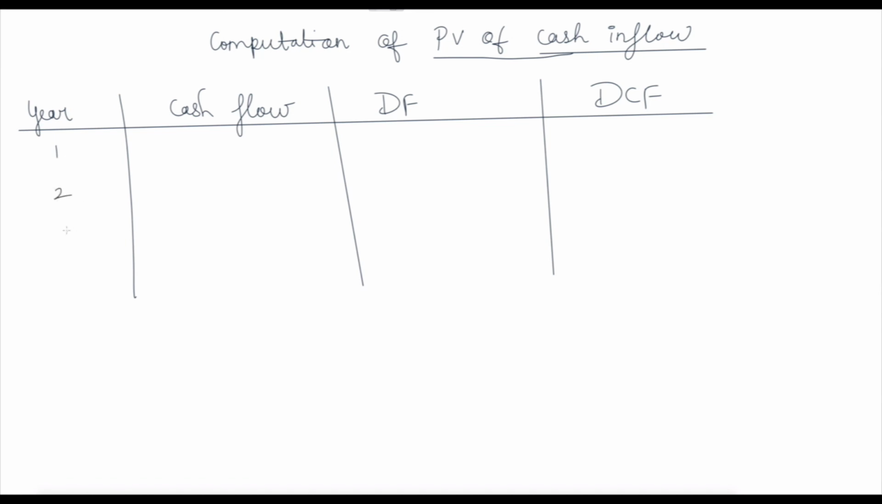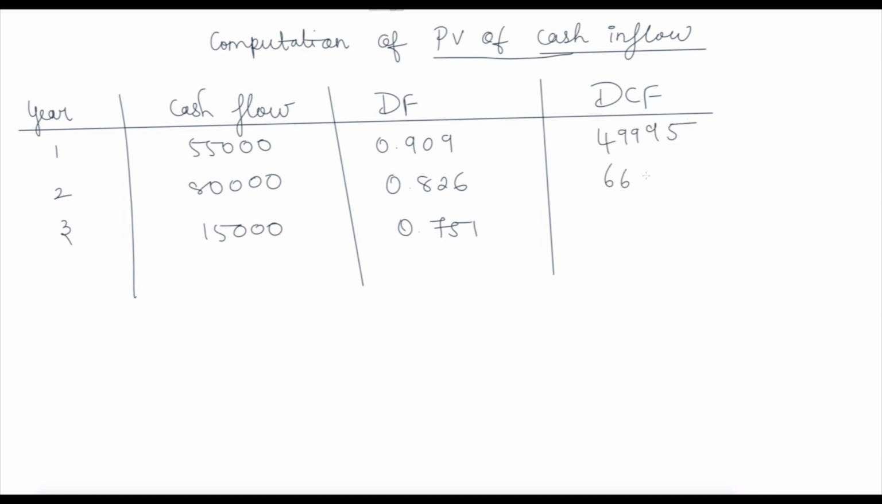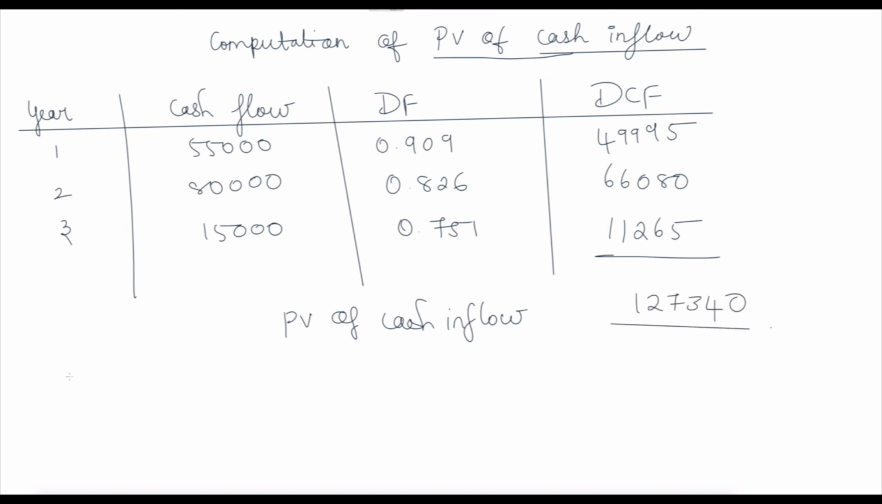So first year it is 55,000, second year is 80,000, and third year is 15,000. My discount factor, I'm just taking from the previous tabular column. My discounted cash flow is nothing but cash flow into discount factor. If we sum the total, we will get the present value of cash inflow. Now we know that there is only one cash outflow, at the time of the investment. So NPV is nothing but 1,27,340, which is the benefit, minus my cost for this investment, which is 1 lakh. If I subtract that, I will get 27,340.